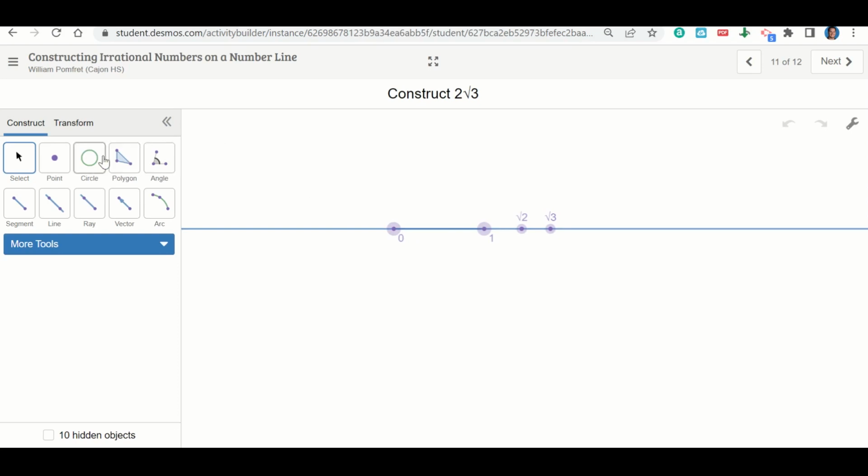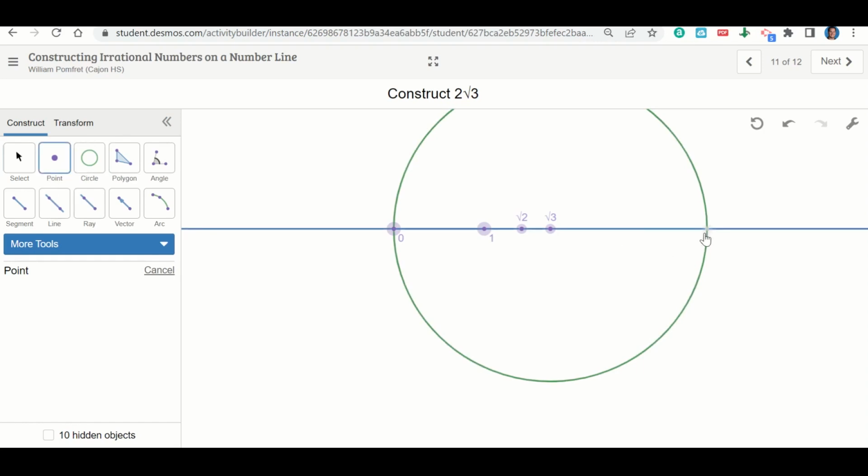So all we would need to do is draw a circle from this point here and bring it all the way back to 0, so that we have a radius here of square root of 3. Well, if we go to the other side, this is also square root of 3, so the distance from 0 to out here is 2 square root of 3, because it's double the square root of 3. So all we need to do is put a point here, and now we have constructed 2 square root of 3.